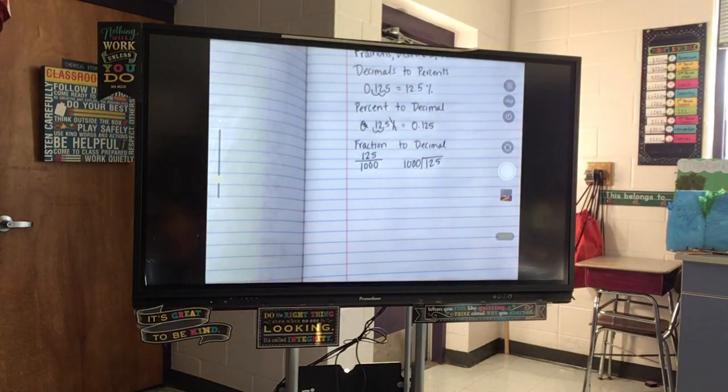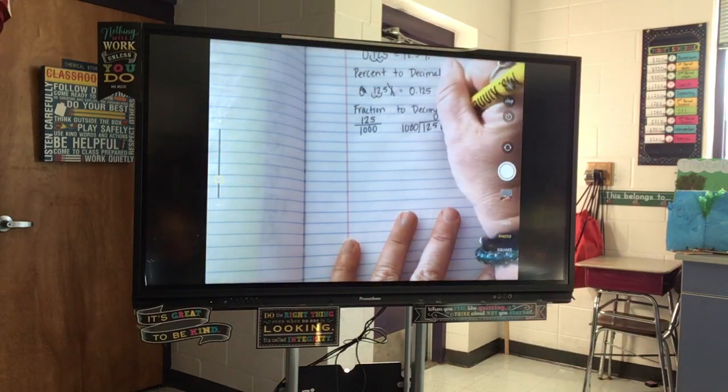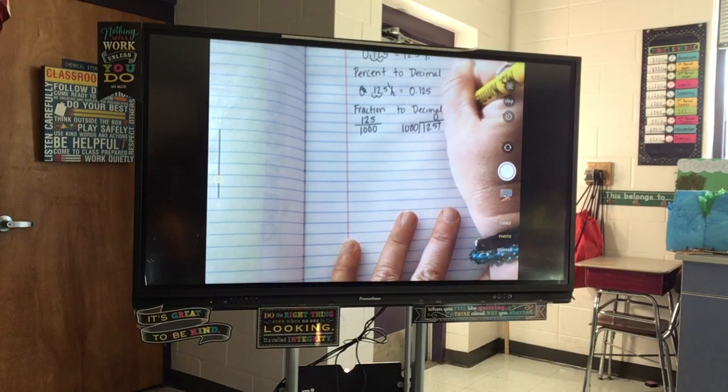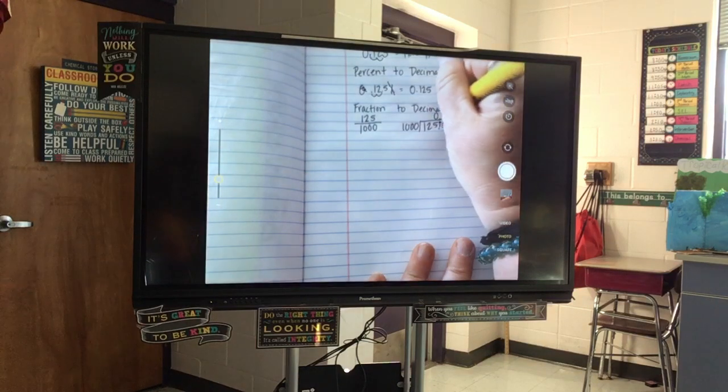So we have to put the small number divided by the big number, right? So obviously, 1,000 can't go into 1, 2, or 5. So we're gonna add a 0 here, a decimal here, bring it straight up, and a 0 there. So now, can 1,000 go into 1,250? How many times? One time?